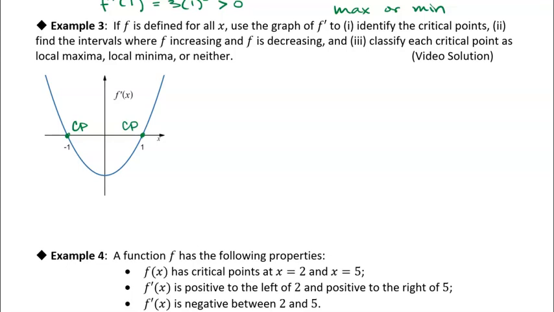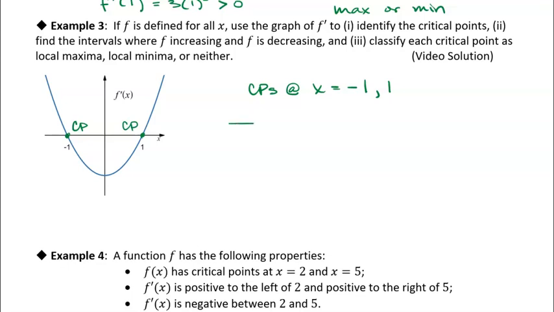Okay, so now we're kind of working backwards. We're taking the derivative and we're trying to get information about the original function. Okay, so the critical points are where the derivative is 0. So we're going to say that we have critical points at x equals -1 and 1. All right, so those are our critical points.